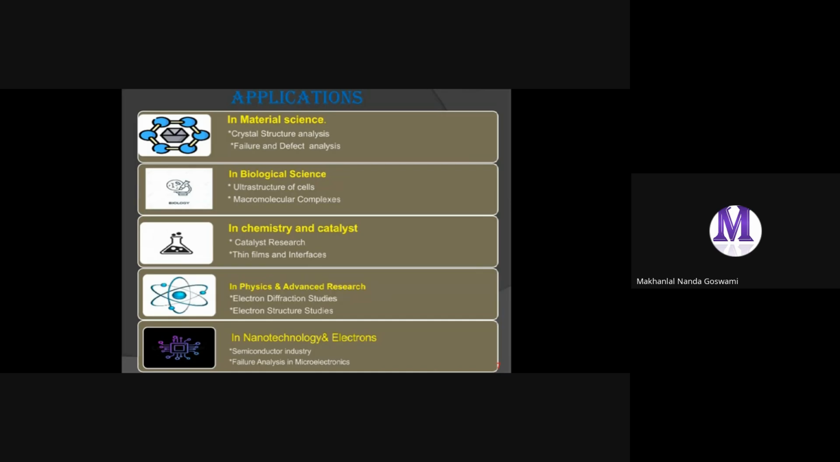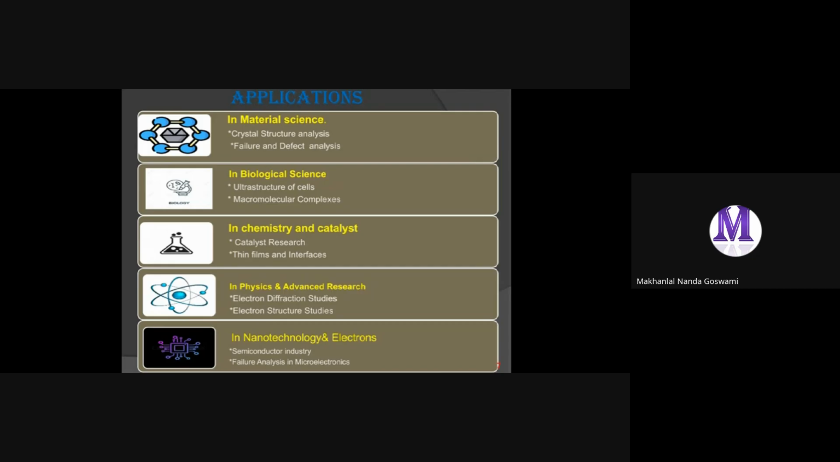Then in biological science, TEM provides detailed images of cellular organelles such as nucleus, mitochondria, ribosomes at nanometer resolution. Proteins, ribosomes and DNA protein complexes can be visualized using advanced TEM methods, revealing molecular interactions.